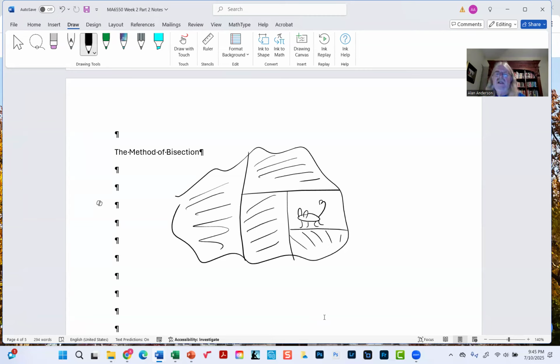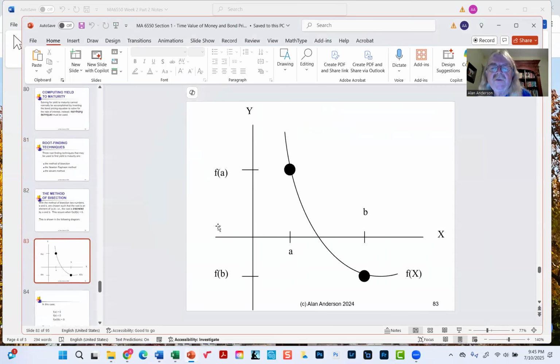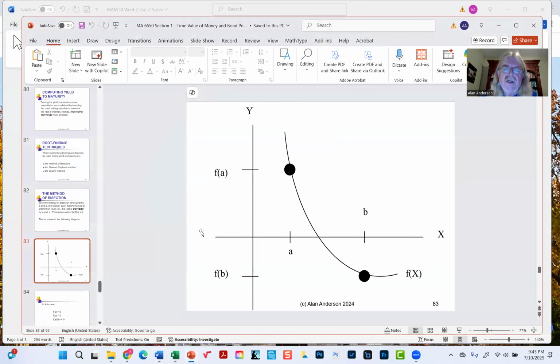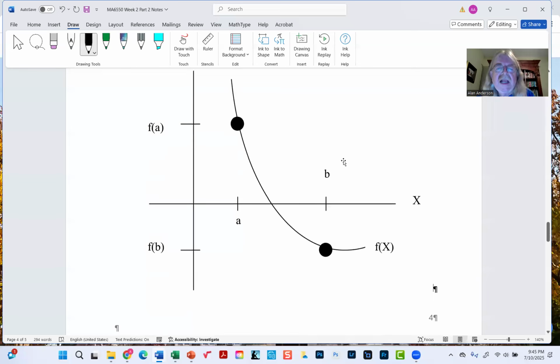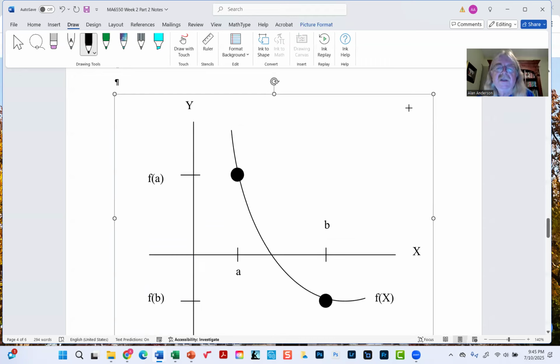Okay, and of course, you notice the name bisection refers to the fact that you're taking whatever area you're looking at and cutting it in half every time. So, here's what we have to visualize. Now, by the way, I do want to mention here that when you're doing this with yields to maturity, what we have to do is make sure that the yield curve itself has some regions that are positive and some that are negative. Otherwise, this technique won't work.